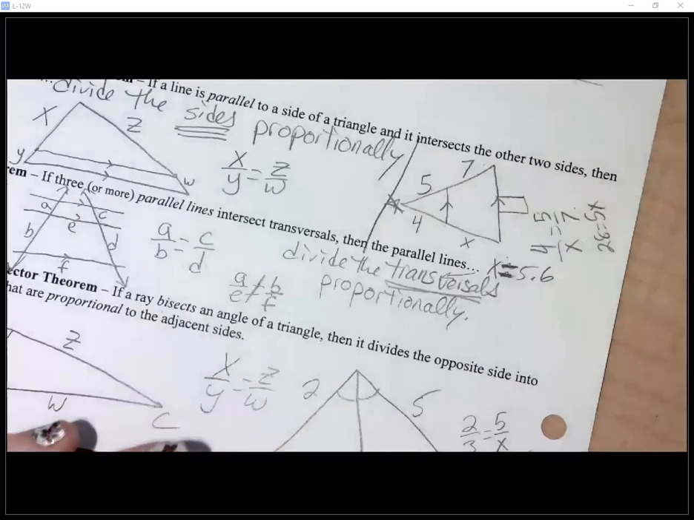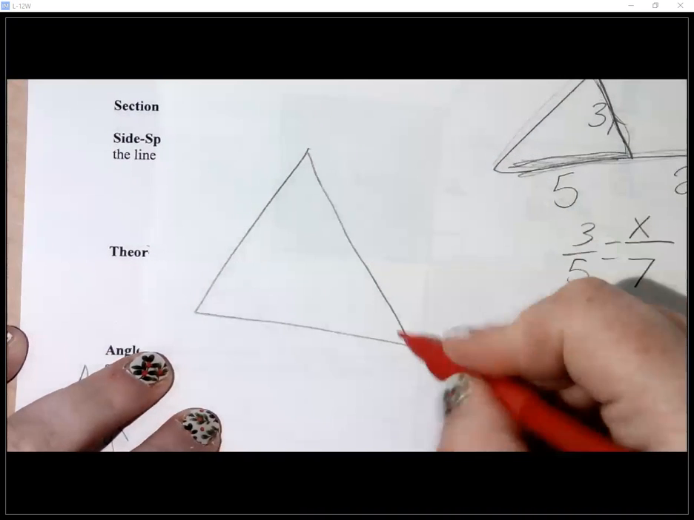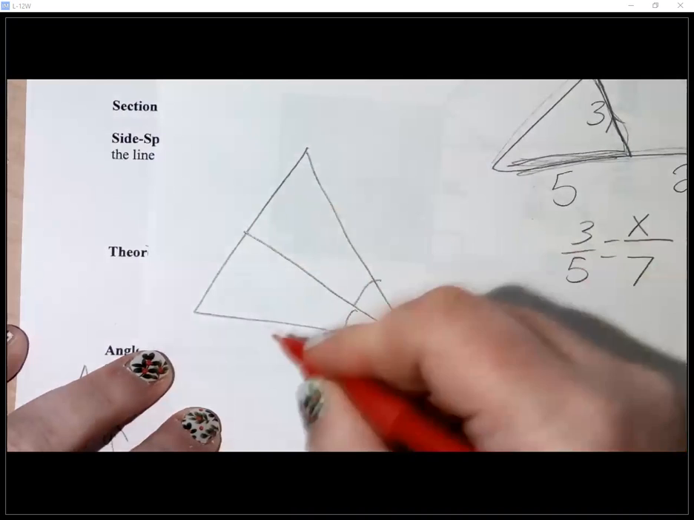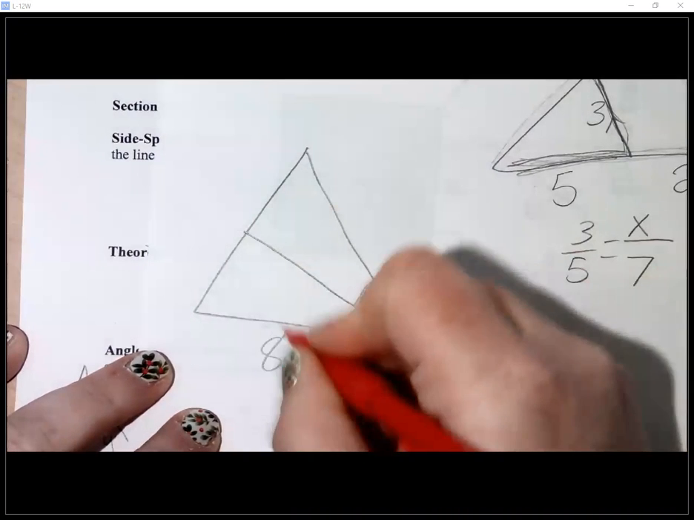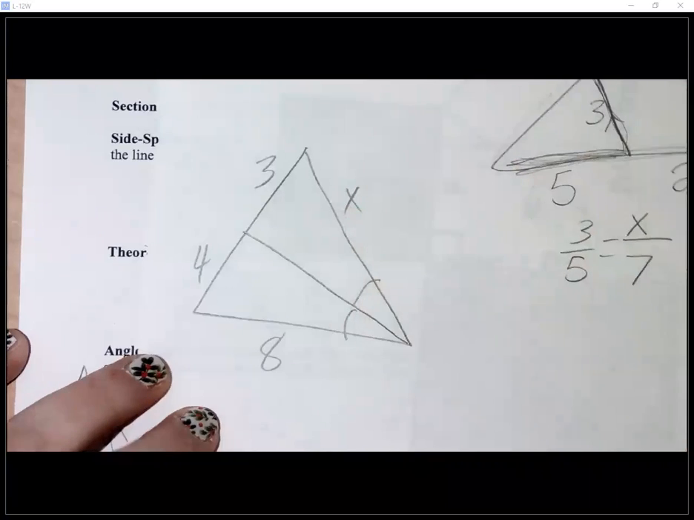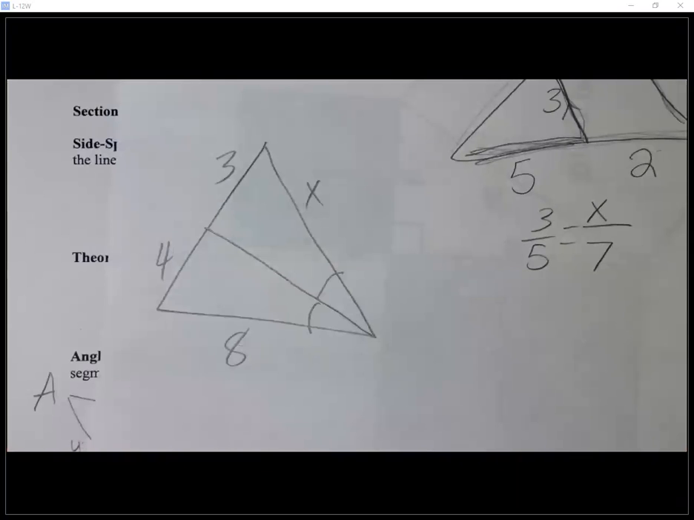So if I had another one, I'll just show you one more real quick. If I had something like this, and let's say this is the one that's being bisected. And I had, I'll just make up numbers, 8, 4, 3, I don't know what that one is. If I'm going to do that, what's your proportion going to be?